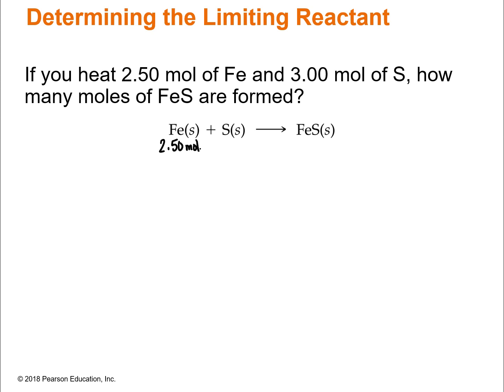We've got 2.50 moles of iron, 3 moles of sulfur. We don't know how many moles of product we're going to make. The hallmark of a limiting reagent or reactant problem, reagent, reactant, same thing, is that you get the information for 2 of your reactants. That means what we're really doing is 2 mini problems within the same question.